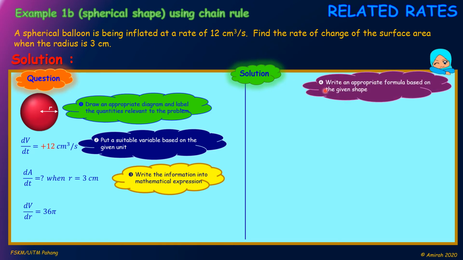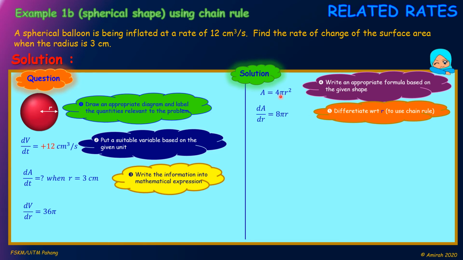Just now in step 4 under solution, we used the formula of volume of sphere. But now we continue with the formula for surface area of sphere. So the surface area of a sphere equals 4 pi r squared. After we identify the suitable formula, we differentiate with respect to r if we want to differentiate using chain rule. If we want to differentiate using implicit differentiation, we differentiate with respect to time, right?